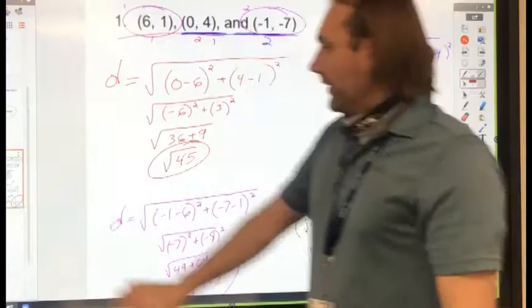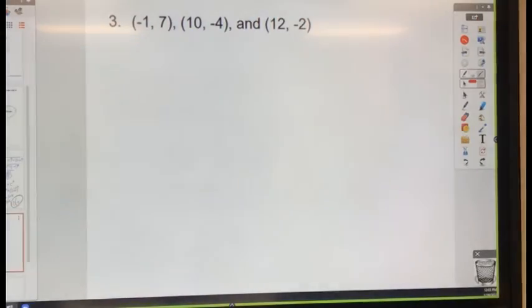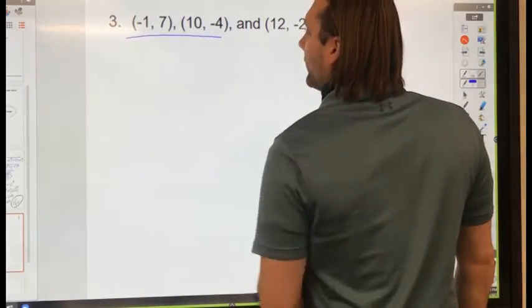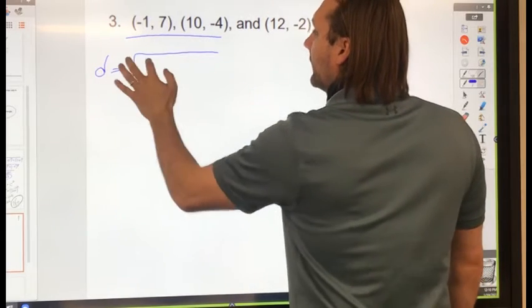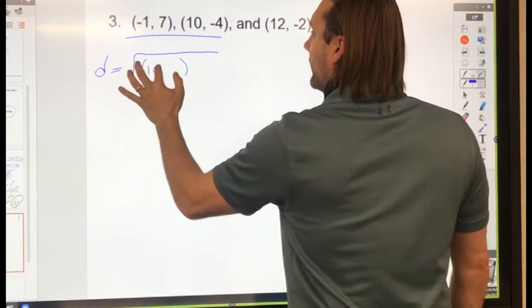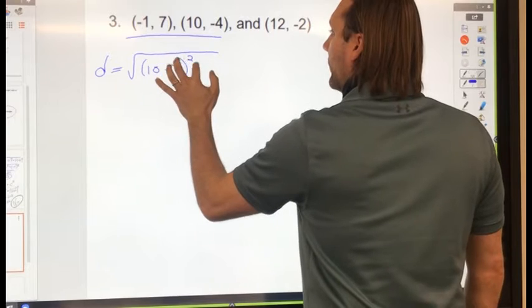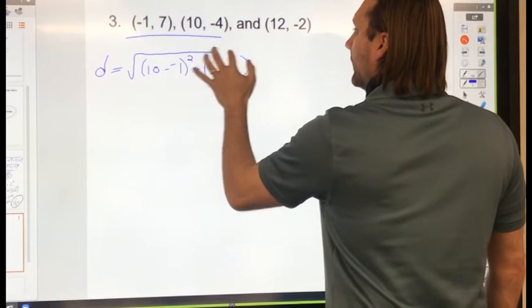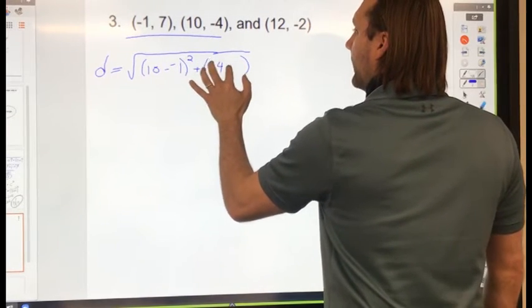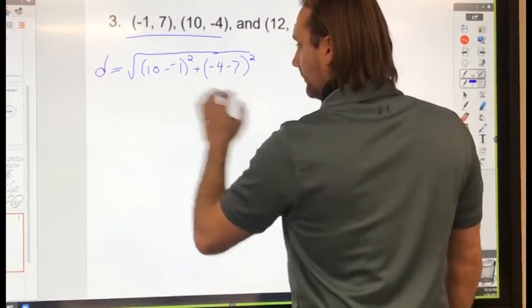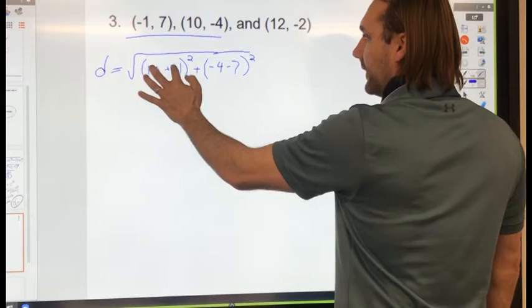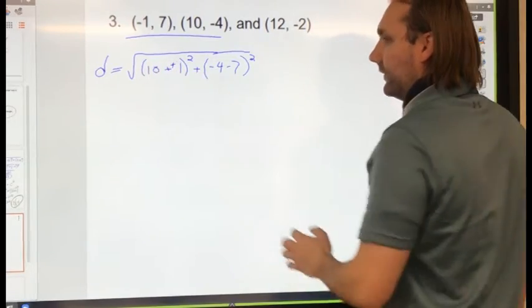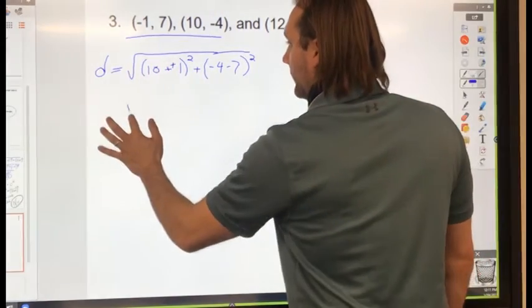Well, hopefully. So go ahead, give this a try. I'll give you about 5 minutes while I take attendance. Let me pick these two first. So using my distance formula, I have the difference of my x, so 10 minus a negative 1 squared, plus the difference of y, negative 4 minus 7 squared. This is where that student messed up. Two negatives makes a positive, right? Make sure you make that change, otherwise the whole problem's going to be wrong, unfortunately.